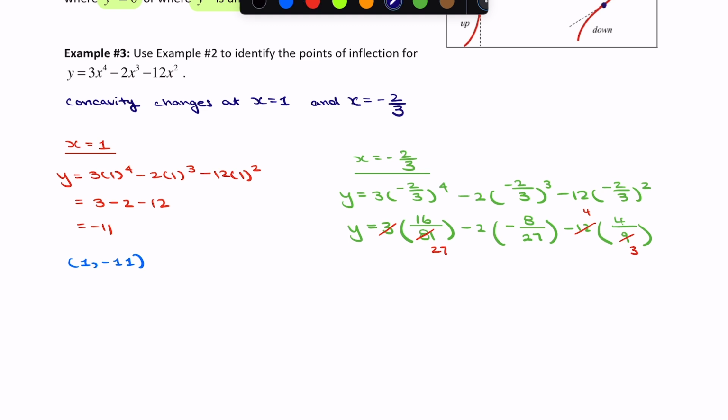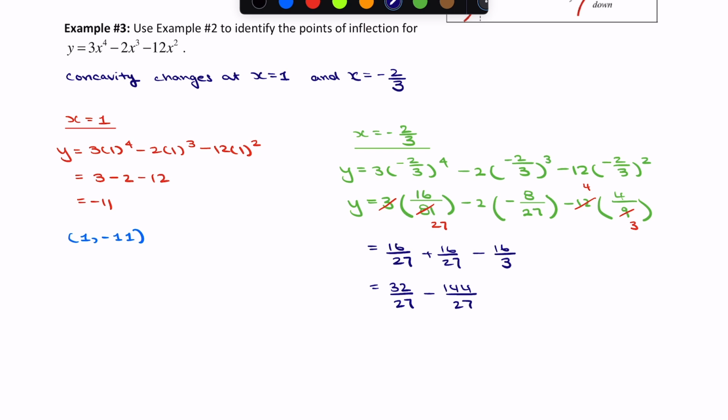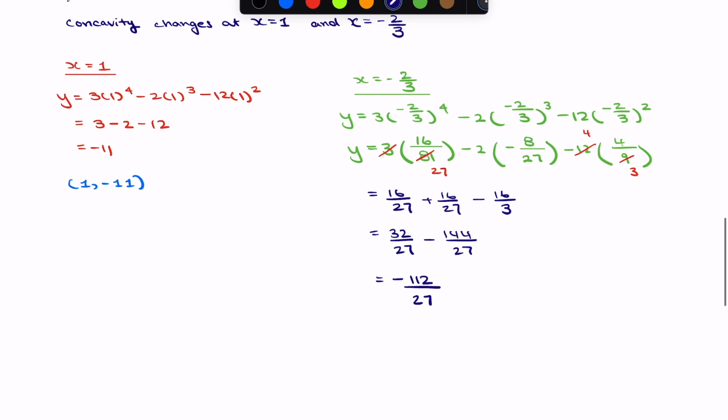So here, if we write this, we can rewrite this as 16 over 27 plus 16 over 27 minus 16 over 3 once we expand it out. So here we have 32 over 27. And if we make 16 over 3 with the common denominator of 27, multiply both 16 and 3 by 9, we'll get 144 over 27. So 32 over 27 minus 144 over 27 will be equal to negative 112 over 27. And so our second point here is negative 2 over 3 and negative 112 over 27.